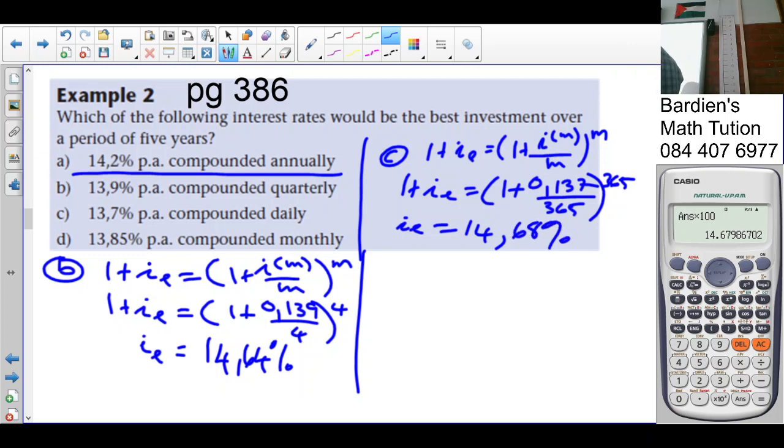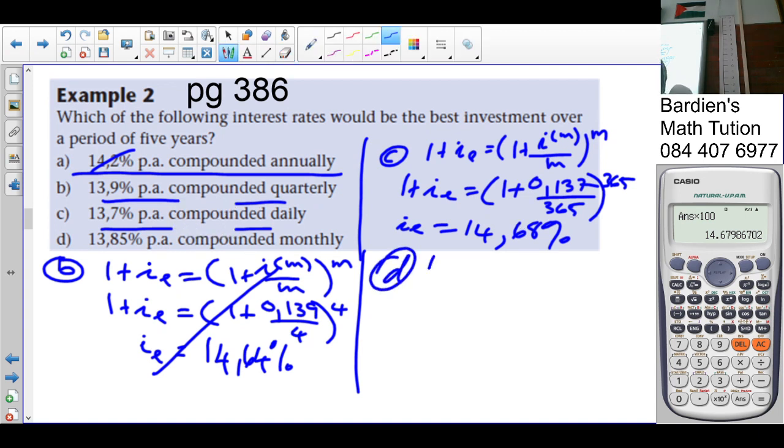So between these three already, what can we see? Which of the following interest rates would be the best investment? The best investment has the highest interest rate, not so? If it was a loan, the lowest interest rate would be better. So at this point, B is 14.64, so B is better than A. Here we've got 14,68, so C is better than B. At this point, C is the best.